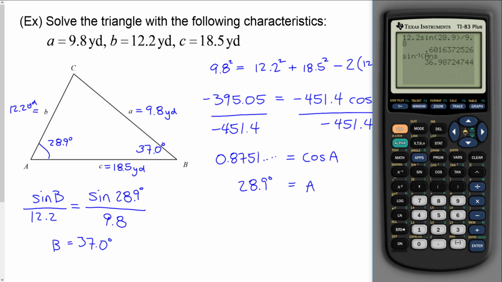All right, and with that, I can now just subtract the two known angles from 180, and that will tell me what angle measure C is. So 180 minus 37.0 minus 28.9, and that gives me 114.1 degrees.